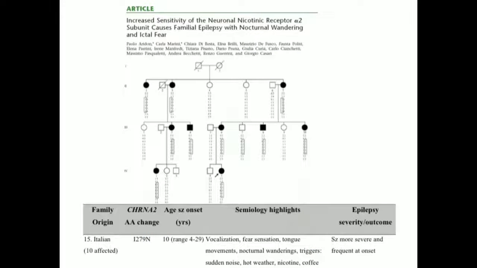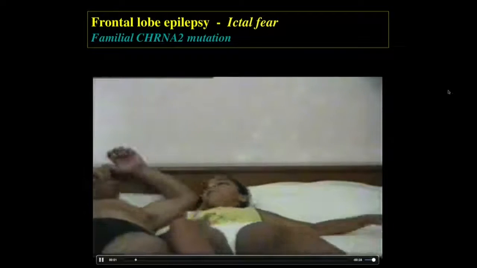The manifestations you have seen are hypermotor, because there is an excess of motion, but there are other manifestations as well. For example, this is the second subunit, alpha 2, which was related to the same type of epilepsy related to sleep, but here the manifestations were mainly emotional, and this is an example.